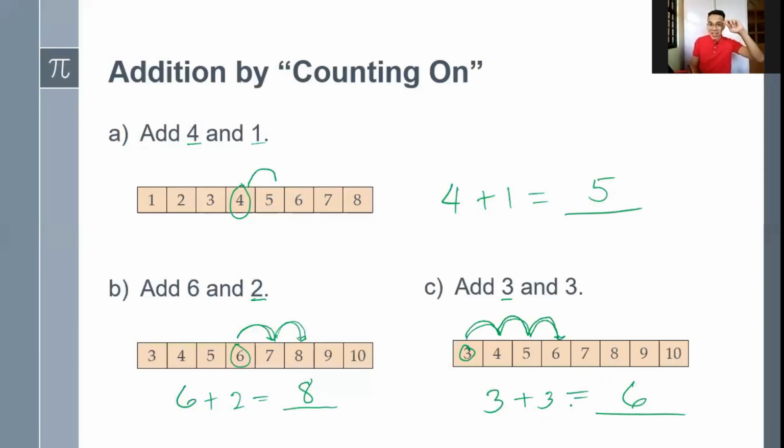Using our brain, we have to put number 3 in mind and show 3 fingers because the other number is 3. 3, 4, 5, 6. Again, 3, 4, 5, 6. Therefore, 3 plus 3 is 6.